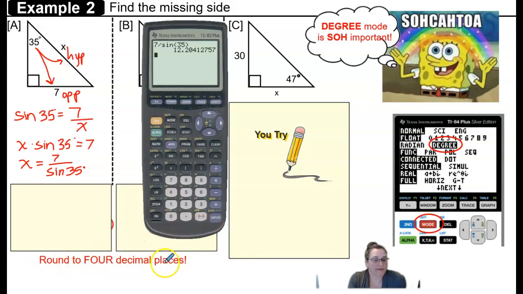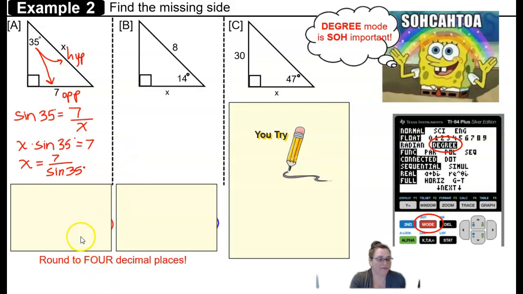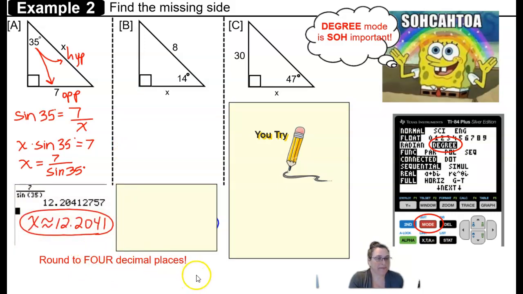And we're going to round our answers to 4 decimal places. So we look at the 5th decimal place, which is a 2. That tells me to keep the 1 because we're rounding down. So 12.2041 would be rounded to 4 decimal places.